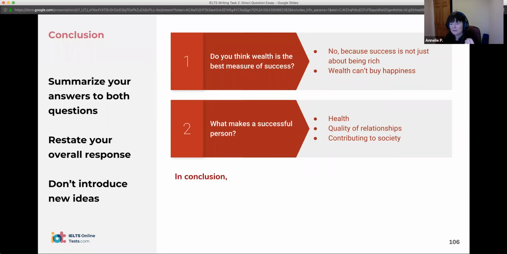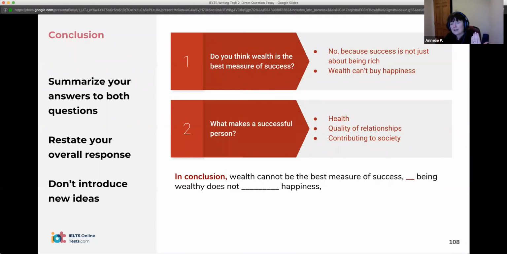All right, so we've gone for "in conclusion". Okay, "wealth cannot be the best measure of success". So just restating that our answer to the first question is no, basically. How am I going to continue that? It cannot be the best measure of success... okay, yeah, "because", "as", Olga, very nice. So you're giving the explanation: "as" or "since" or "because", all of those would work. "Being wealthy does not..." okay, very nice.